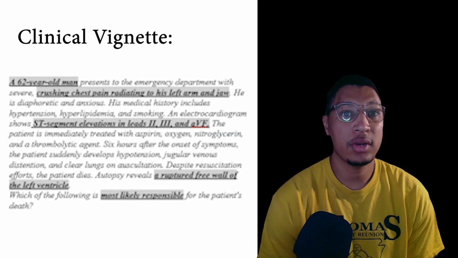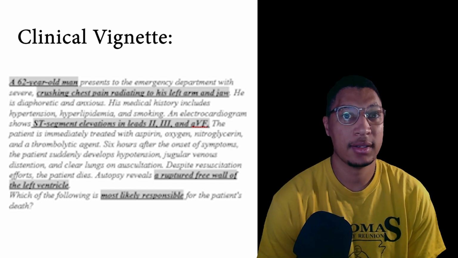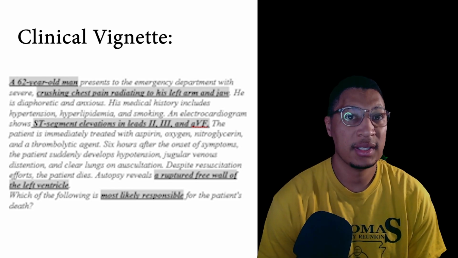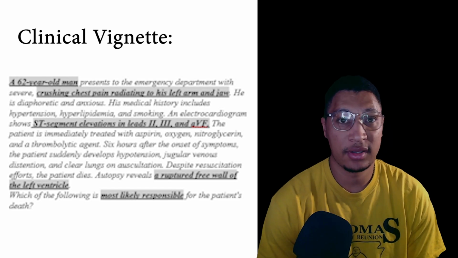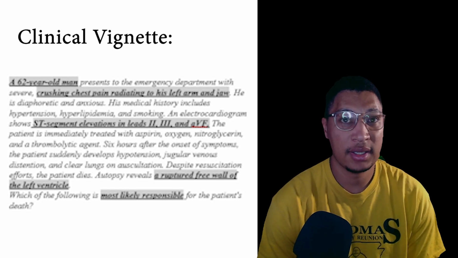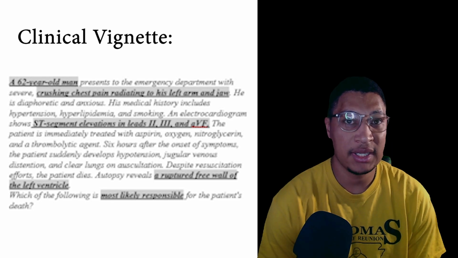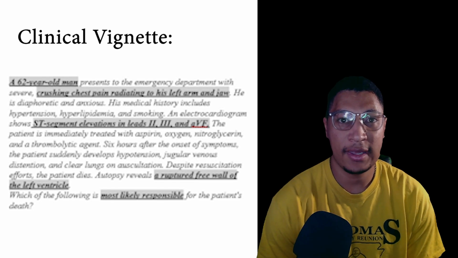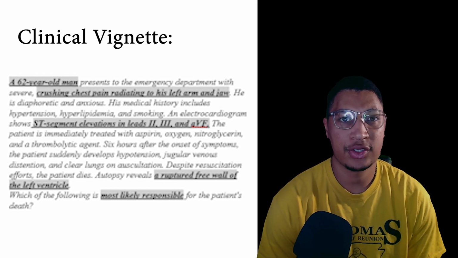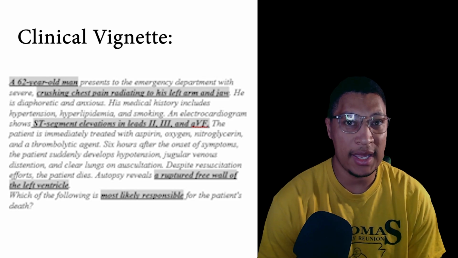Same concept. So going back to our previous clinical vignette, a 62-year-old man presents to the emergency department with severe crushing chest pain radiating to his left arm and jaw. He is diaphoretic and anxious. His medical history includes hypertension, hyperlipidemia, and smoking. An electrocardiogram shows ST segment elevation in leads II, III, and aVF. The patient is immediately treated with aspirin, oxygen, nitroglycerin, and thrombolytic agents.